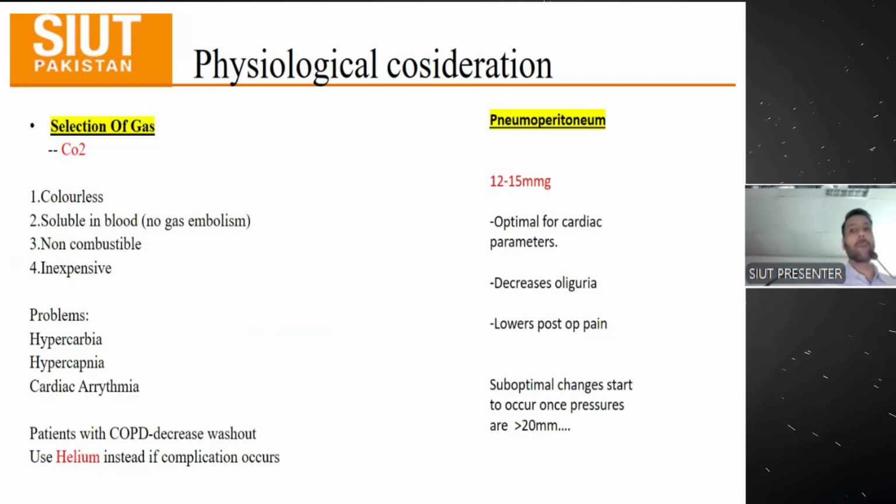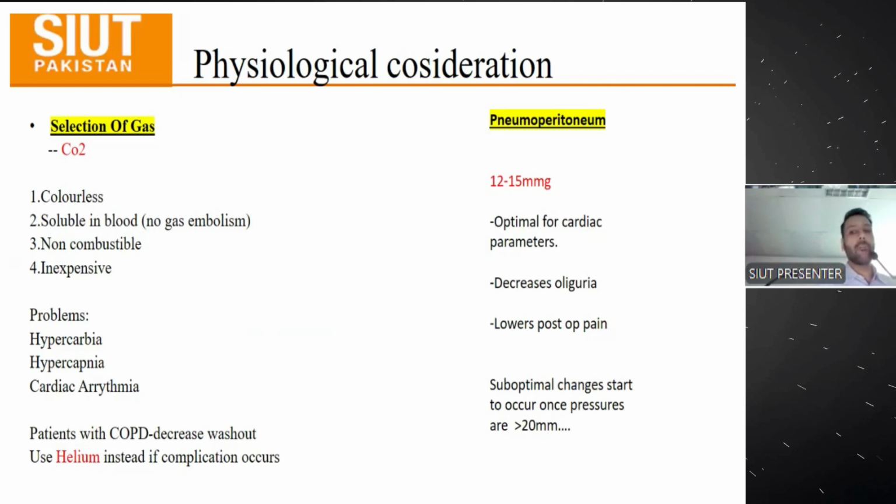On the other hand, the other parameter that we need to understand is the pneumoperitoneum pressure. The pressure inside the intra-abdominal cavity should be around 12 to 15 mmHg, which is optimal for cardiac parameters. Anything above that for a longer period of time can have certain complications, mostly cardiac complications. At this intra-abdominal pressure, you also decrease the complication of oliguria. It lowers the post-op pain, which is something that you need to have your eye on.